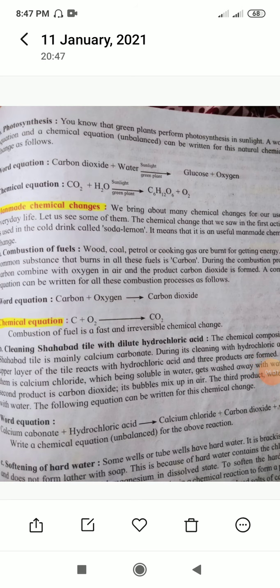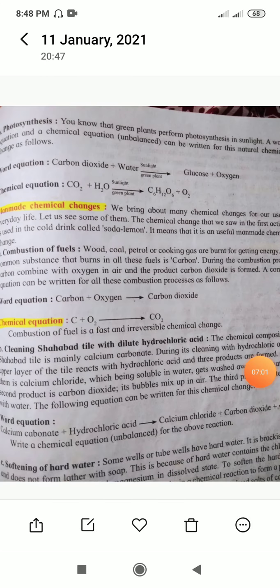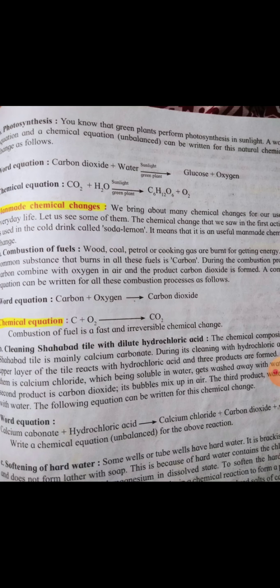Then another natural chemical change is photosynthesis. You know that in photosynthesis, the green plant performs photosynthesis in the presence of sunlight. A word equation and the unbalanced chemical equation can be written for this natural chemical change as follows.